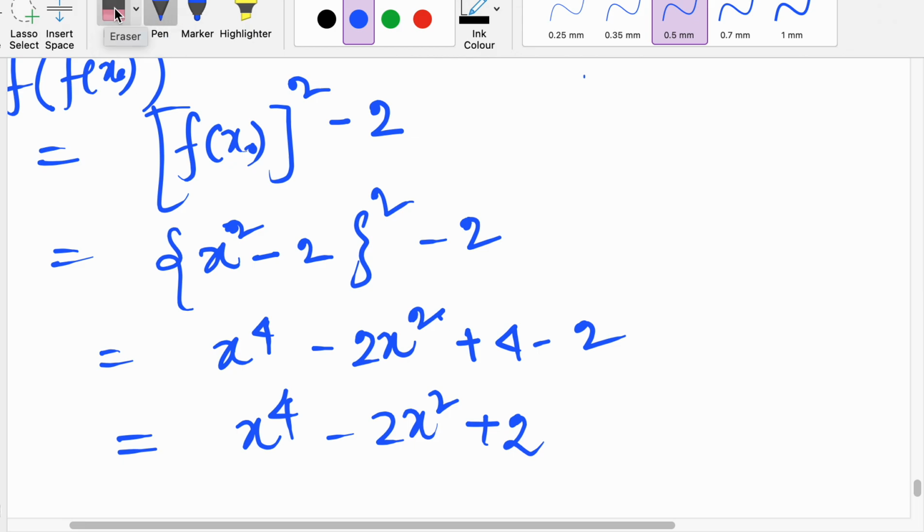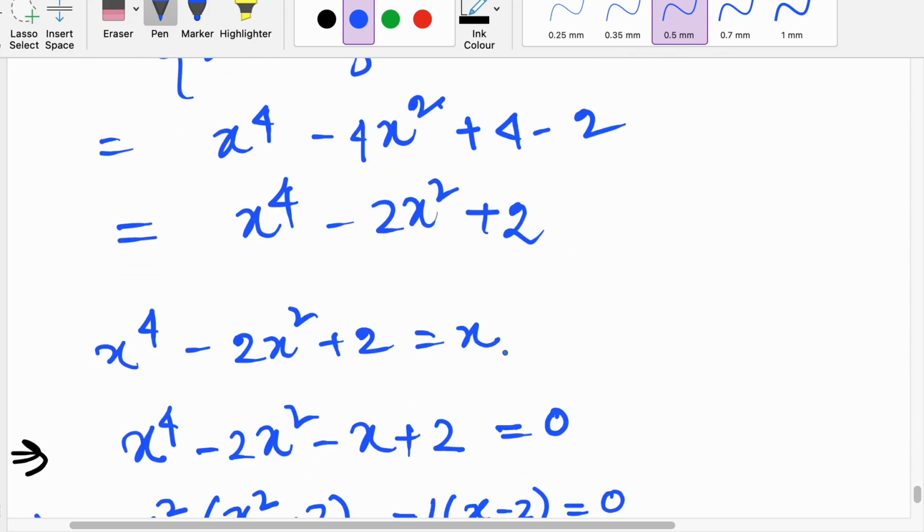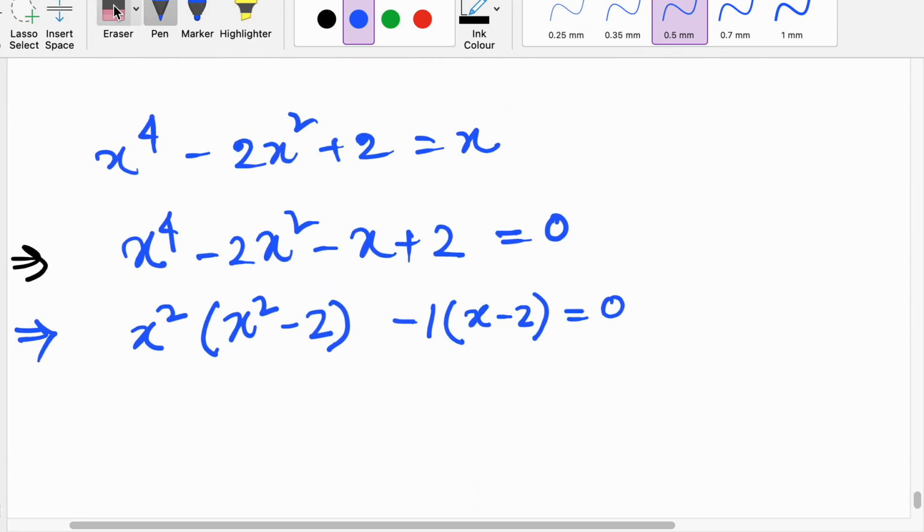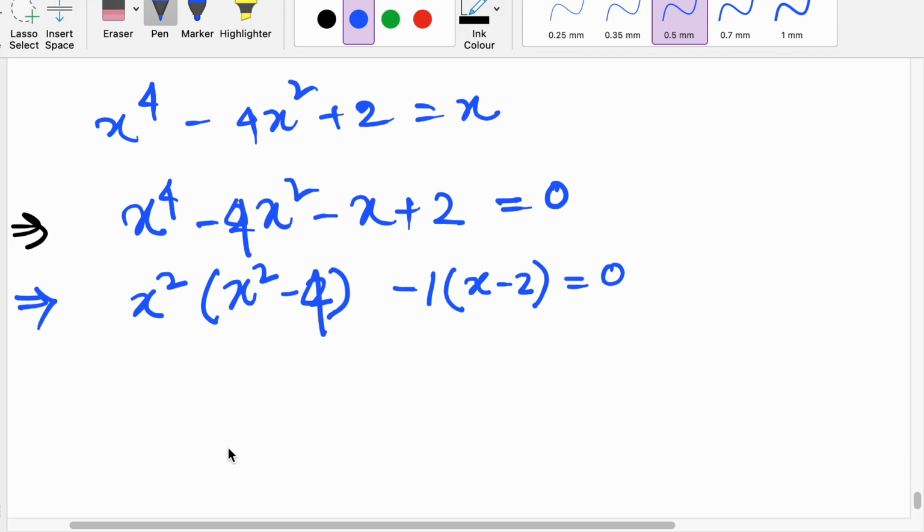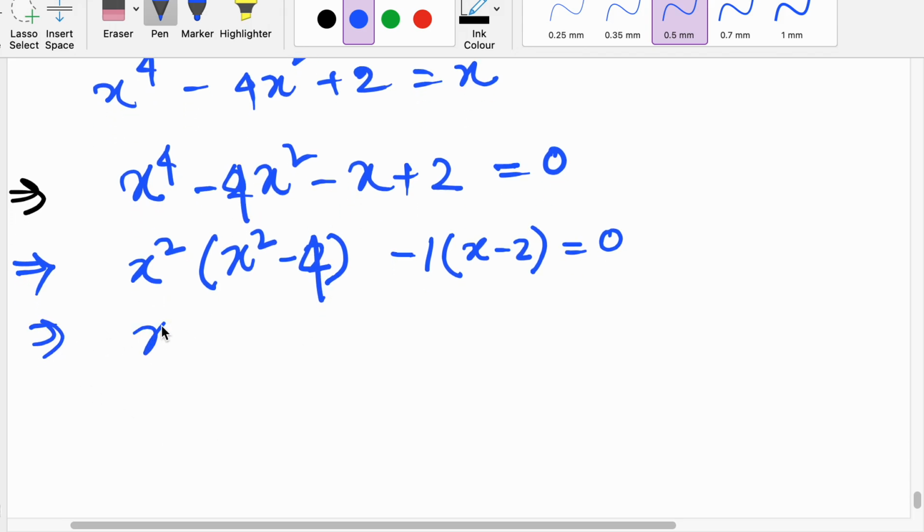So here the point is, it is not minus 2. x square minus 2 its whole square means x to the power 4 minus 2 into 2 into x square, so it should be 4x square, because 2 into 2x square gives 4x square. So it should be 4. This will be 4.